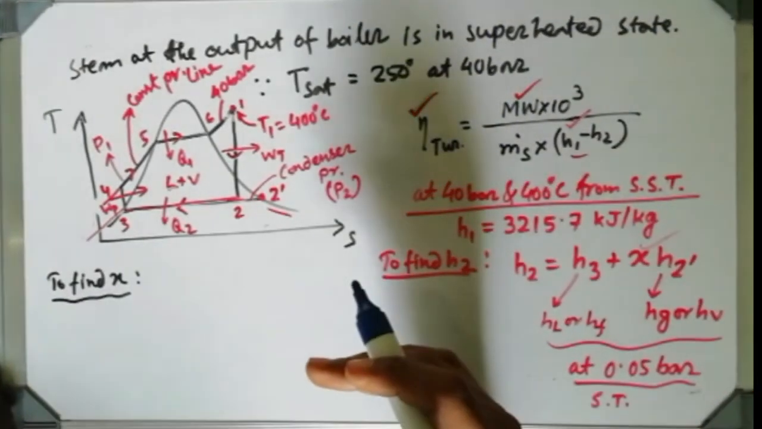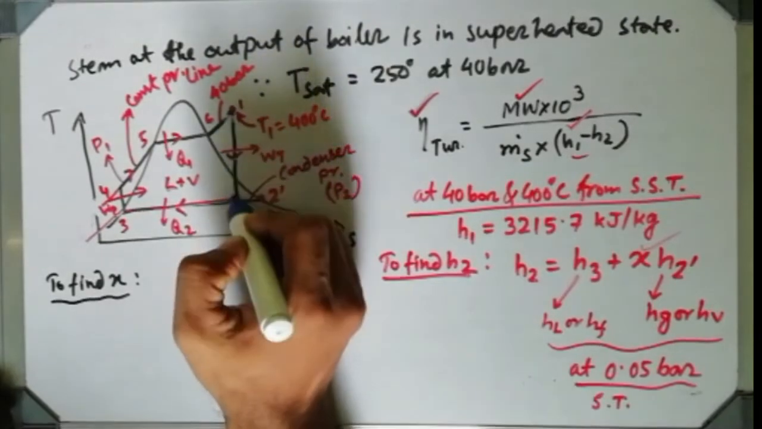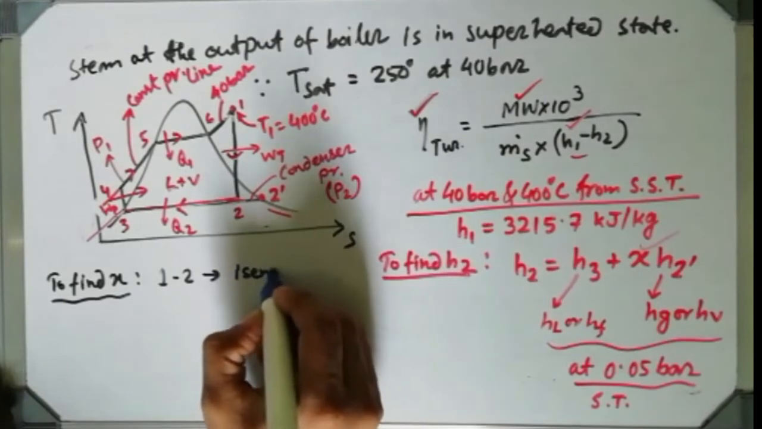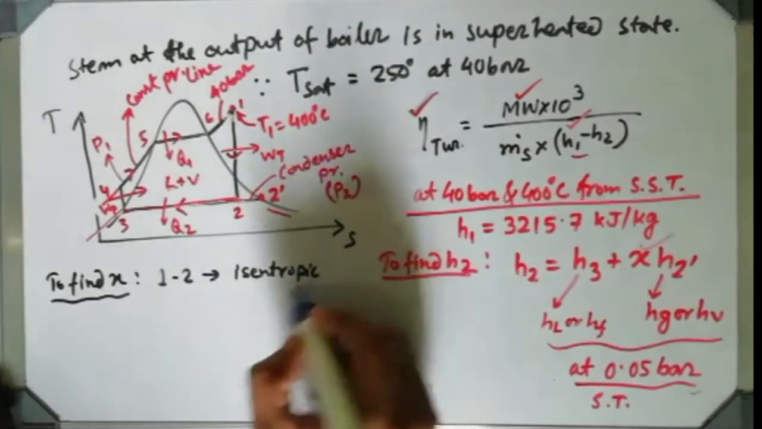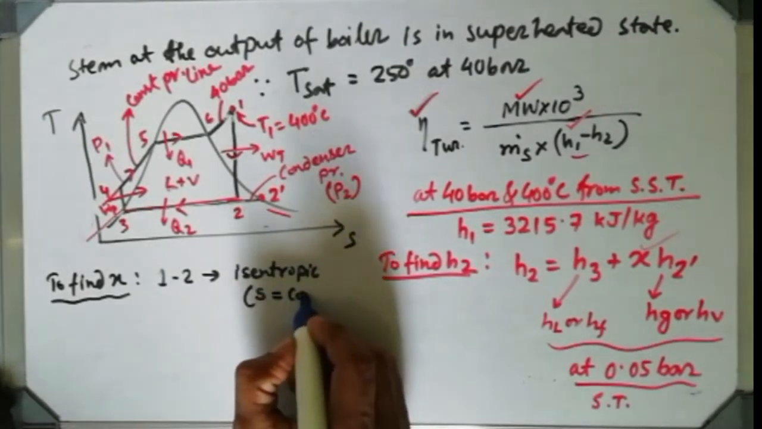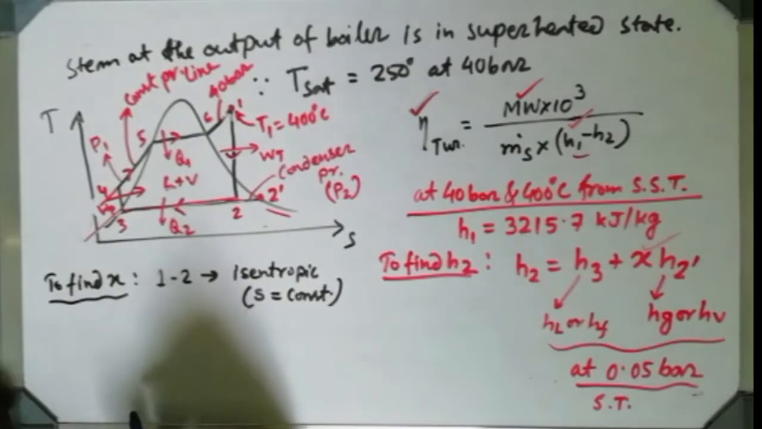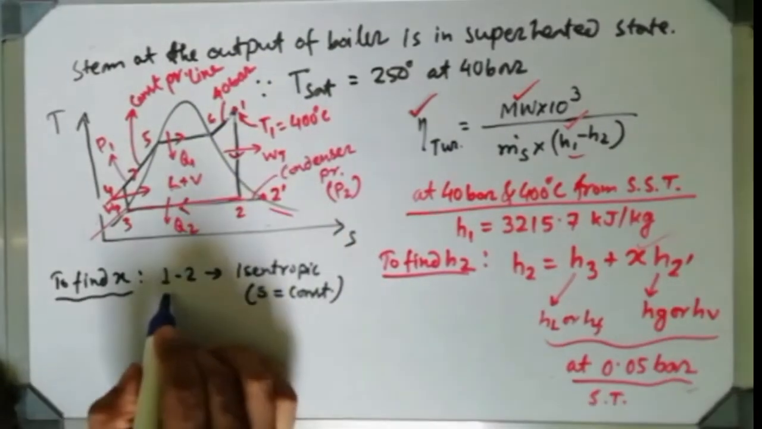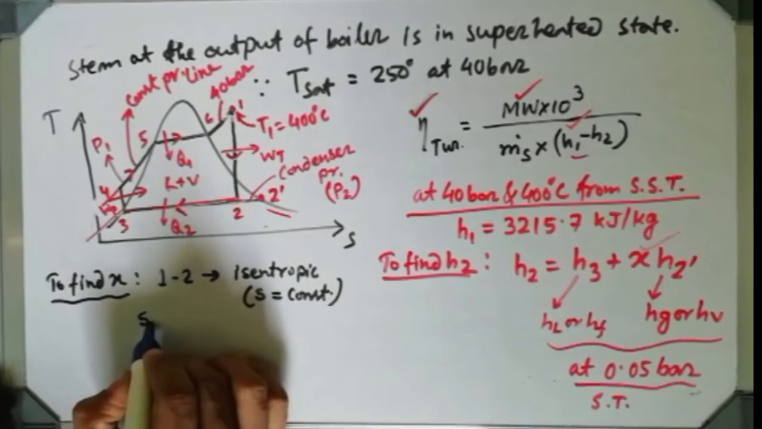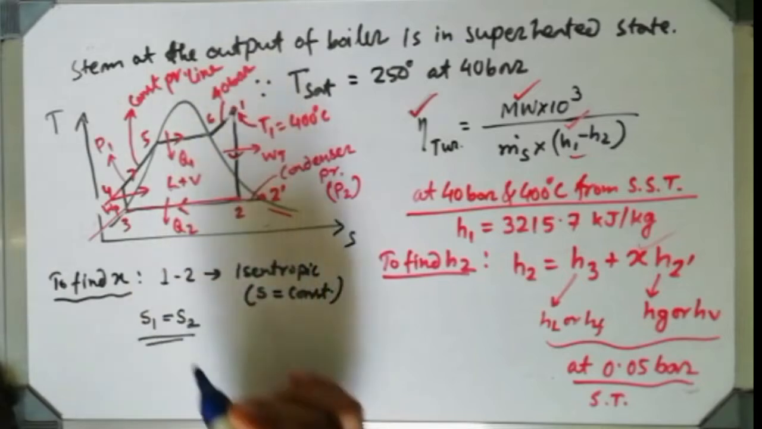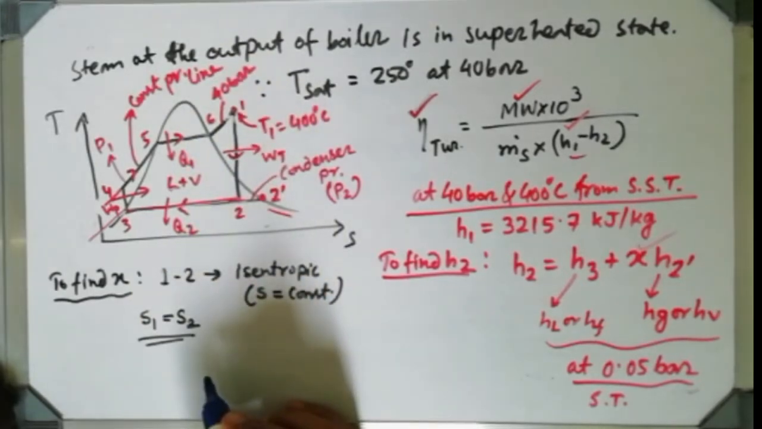Why am I using the entropy relationship? Because you can see the 1 to 2 process. The 1 to 2 process is the isentropic process. Isentropic means entropy constant. Entropy is represented by small s. S is constant. That is known as an isentropic process. That's why I am going to use the entropy relation, because if the 1-2 process is isentropic, then the entropy at point 1 and the entropy at point 2 will remain the same, because it is an isentropic process, isn't it?